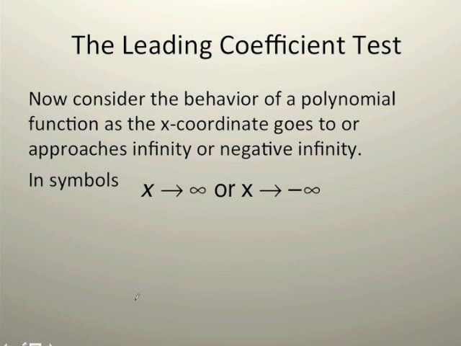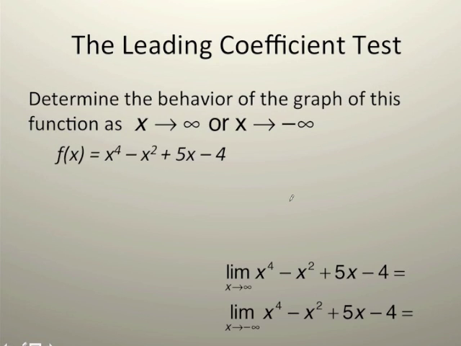As we get ready to graph polynomials, we need to look at another part of the graph. We're going to consider the behavior of the polynomial functions as the x-coordinate goes to infinity or negative infinity. What happens on the y-coordinate? And here's some things we're going to determine.